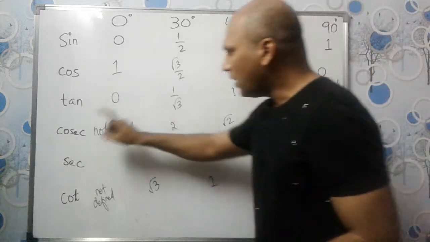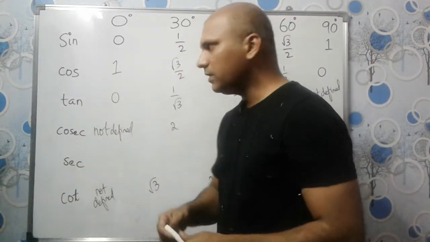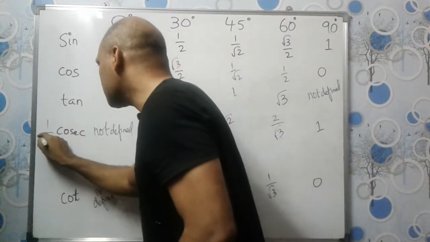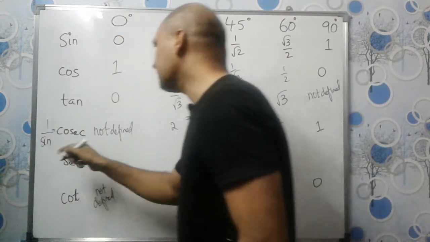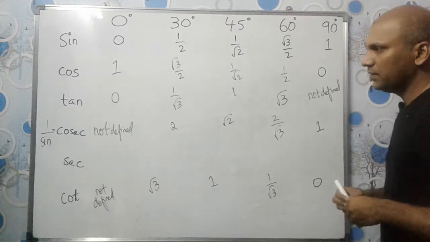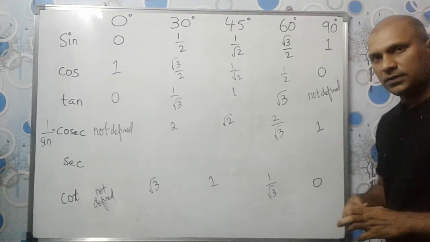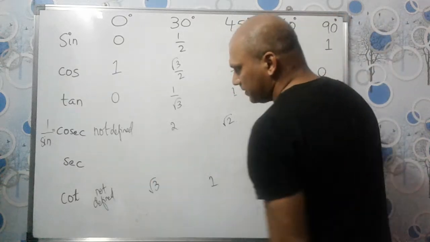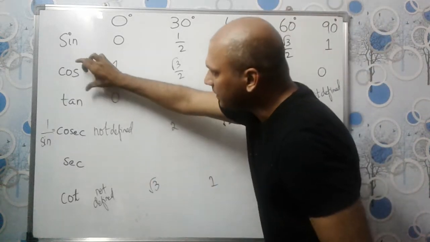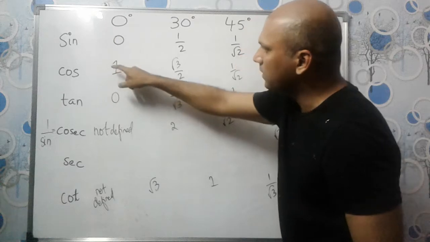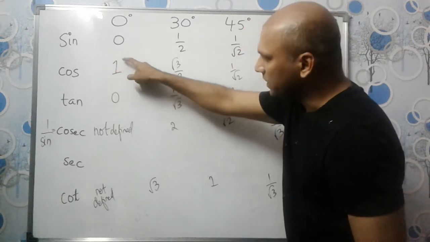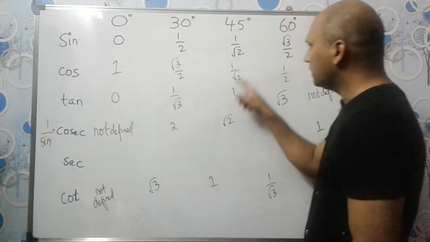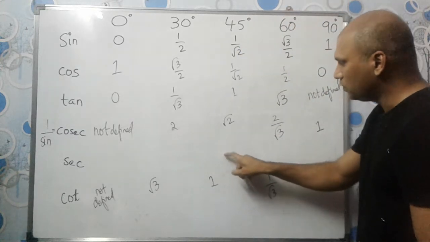Okay. So how did we write cosecant values? The reciprocal of sine. Let me write it. It is 1 by sine is equal to cosecant, reciprocal of sine. Now what about secant? Secant, we can write the reciprocal of cos, that is 1 by cos. So this is 1, so it will be 1 by 1, 1. Root 3 by 2 will be 2 by root 3. 1 by root 2 will be root 2 by 1.